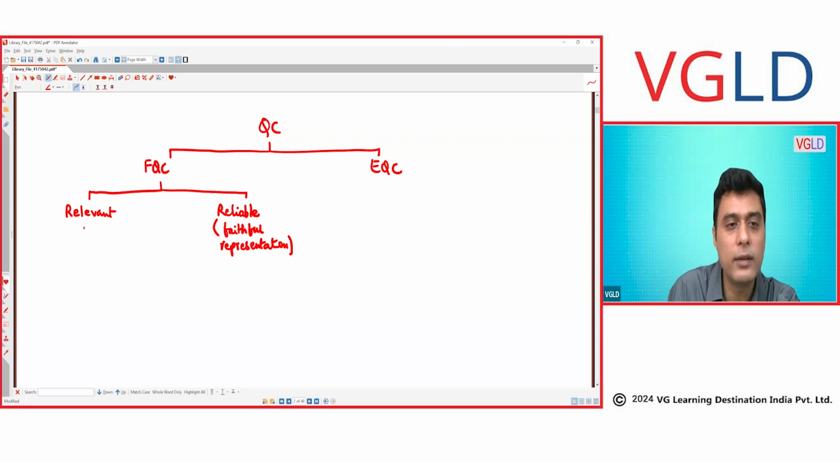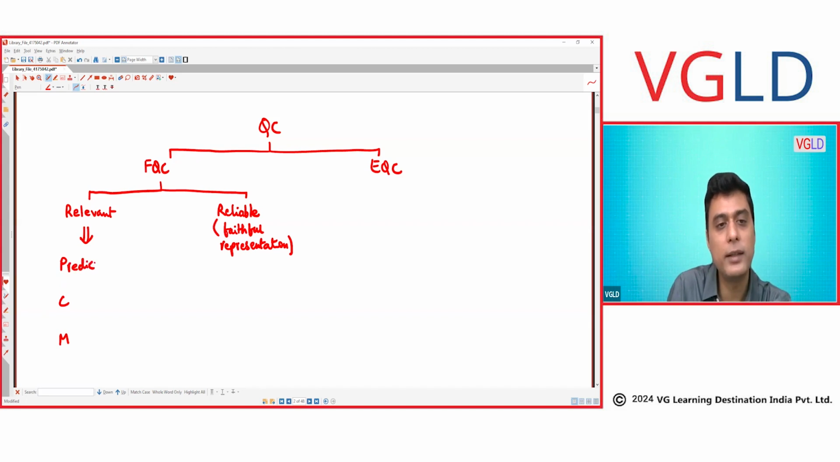Now, in relevance, there are three: PCM. Your financials must have a predictive value. They must have a confirmatory value. And materiality is one of the important characteristics, materiality.